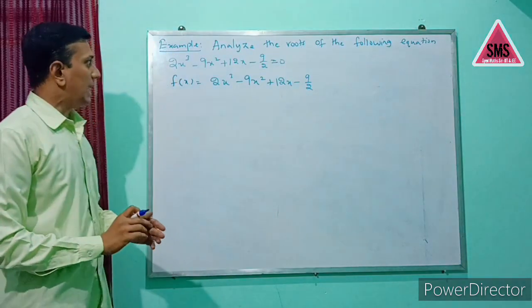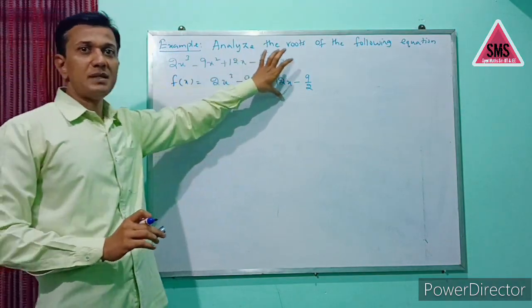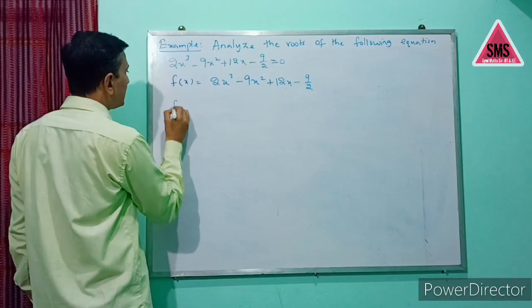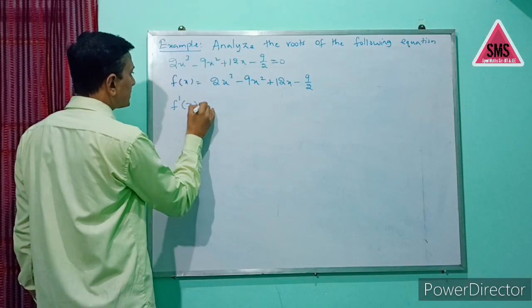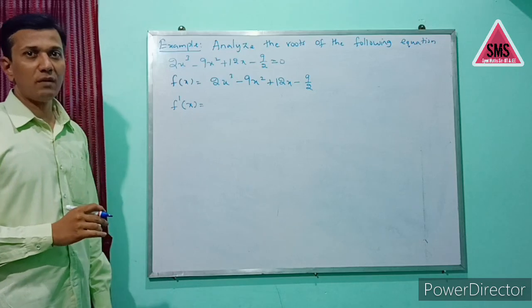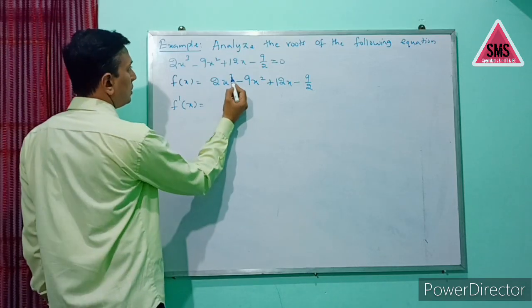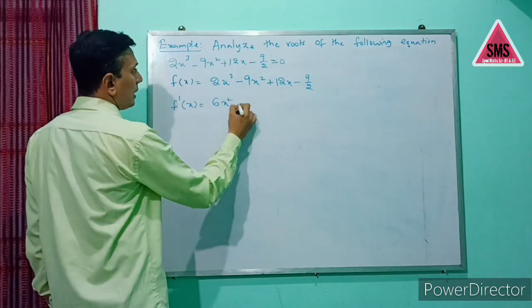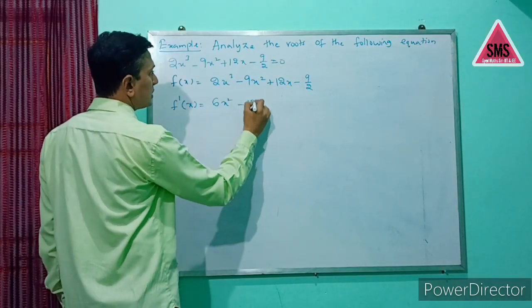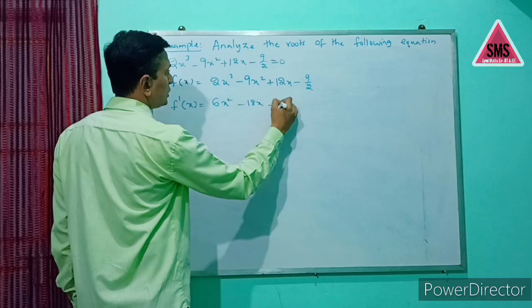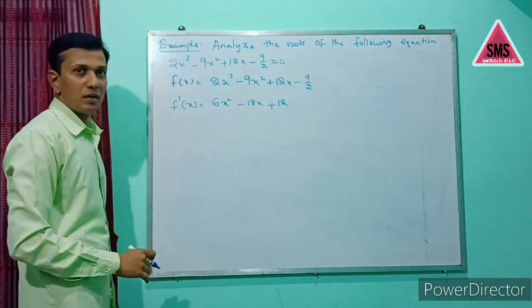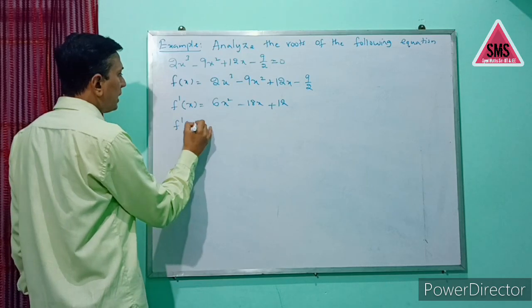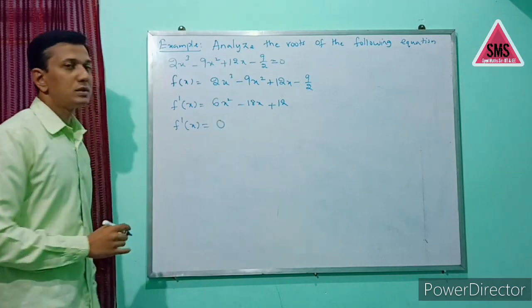I told that I have to take the differentiation, that means the derivative of this f of x. So what will be the derivative of this one? f dash x, the first derivative of this function: 6x square minus 18x plus 12. The constant is 0. Next, equate this derivative equal to 0.